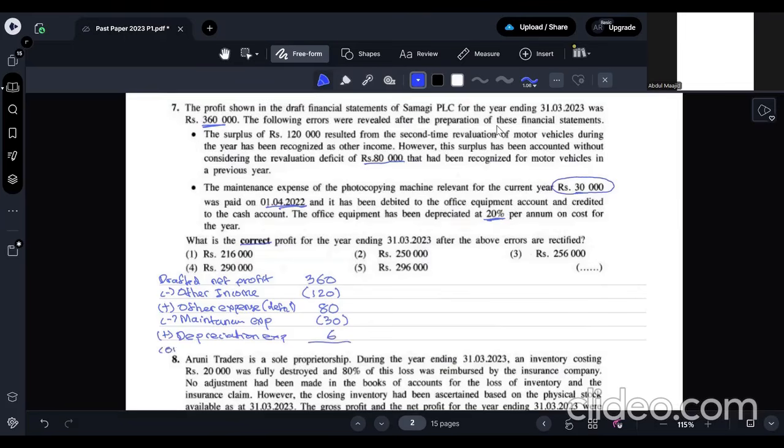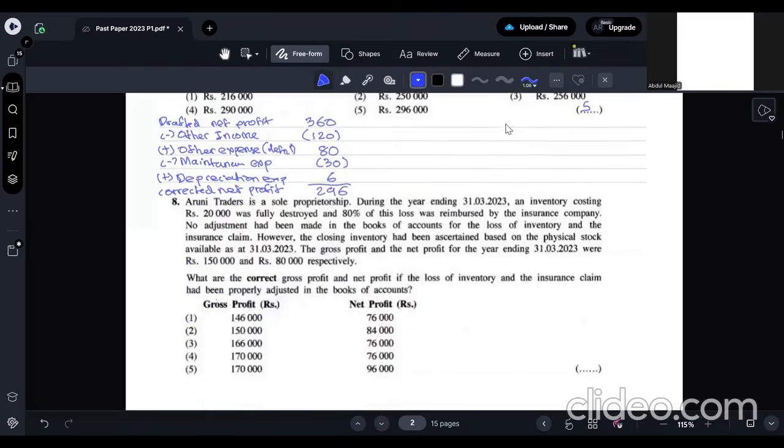Then you can get your corrected net profit. Your corrected net profit will be 360 minus 120 plus 80 minus 30 plus 6, 296,000. That is answer number 5. Okay. Then 8th one.